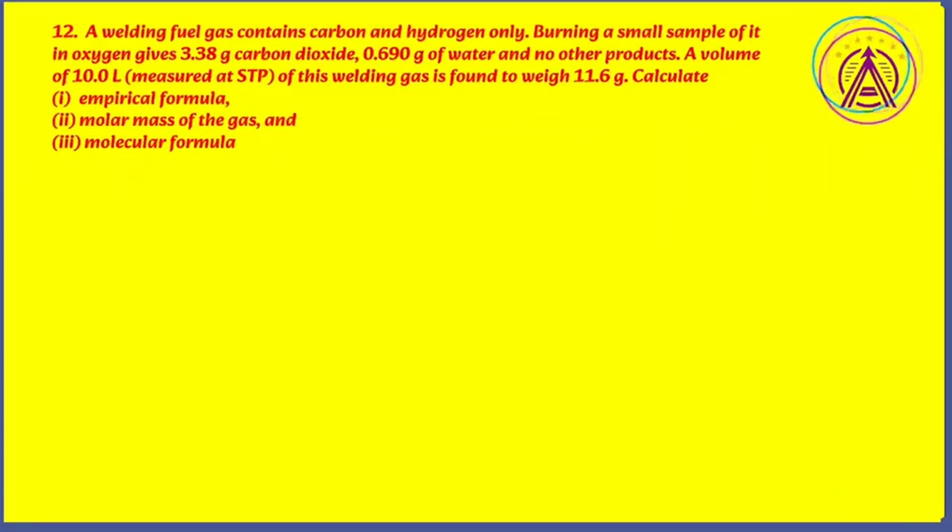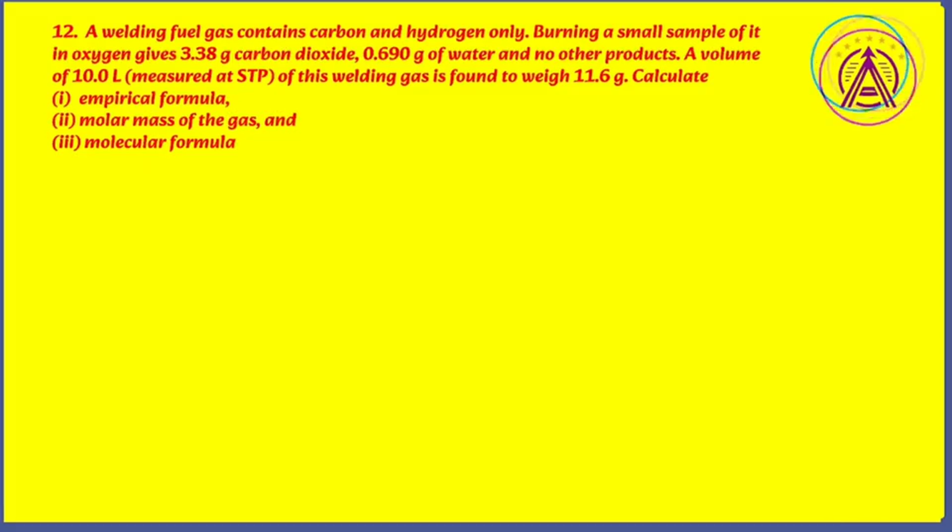Question number 12. A welding fuel gas contains carbon and hydrogen only. Burning a small sample of it in oxygen gives 3.38 grams of carbon dioxide, 0.690 grams of water, and no other product. A volume of 10 liters measured at STP of this welding gas weighs 11.6 grams. So from this data, we need to calculate the empirical formula, molar mass of the gas and molecular formula.